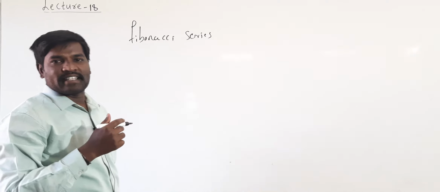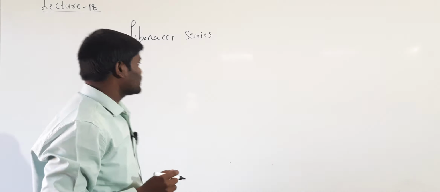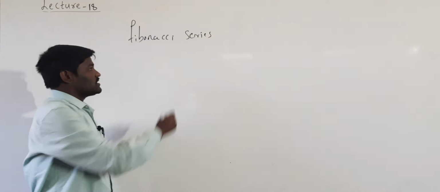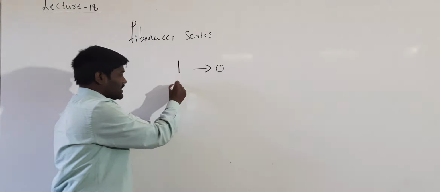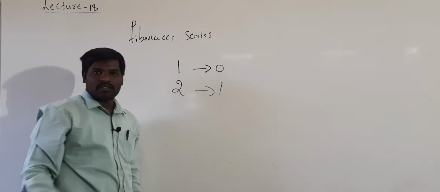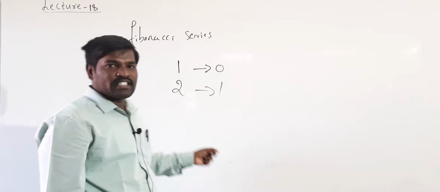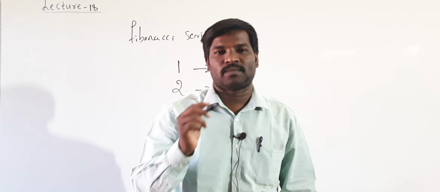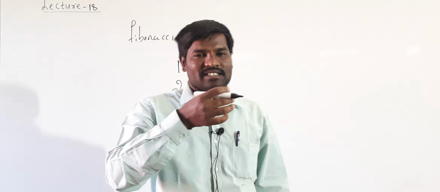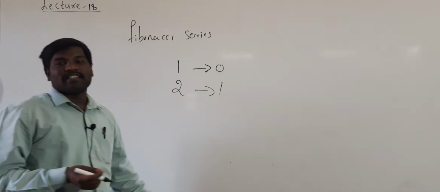Before writing the program, first we need to understand the Fibonacci series. The first Fibonacci number is 0. The second Fibonacci number is 1. It means initially we have to set the first and second Fibonacci numbers, and next we can calculate the remaining numbers.